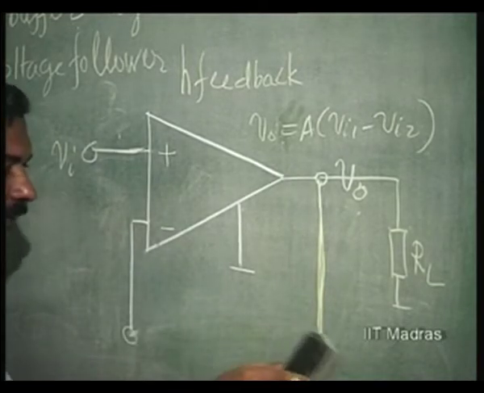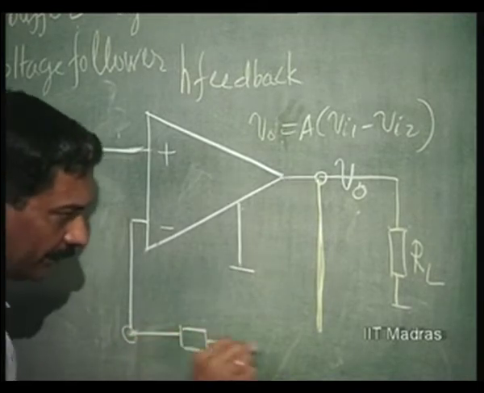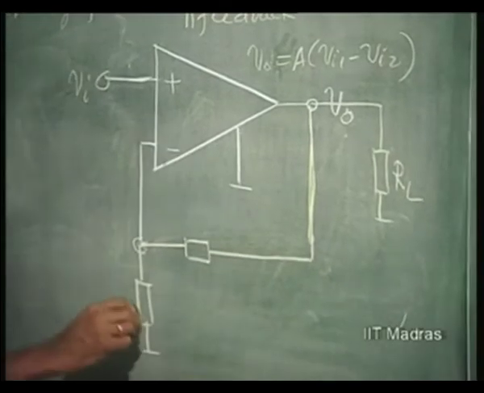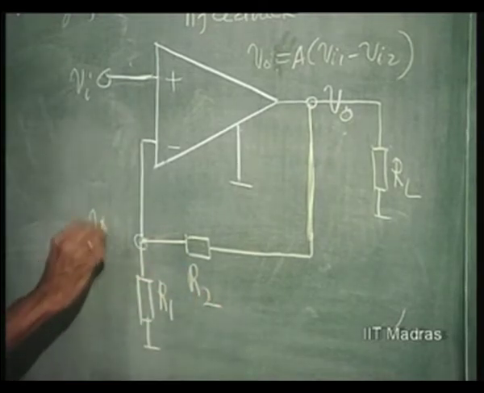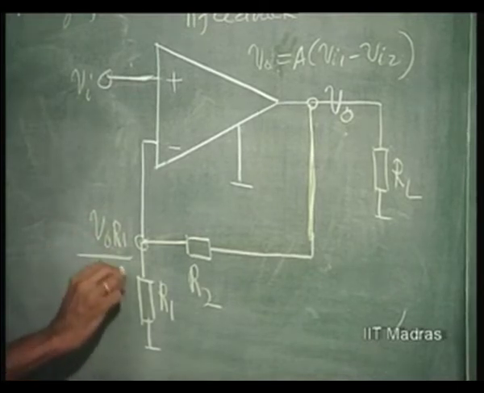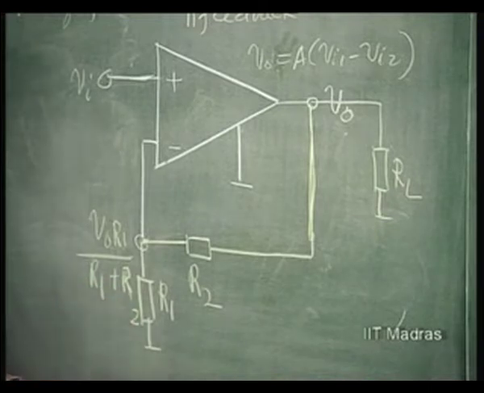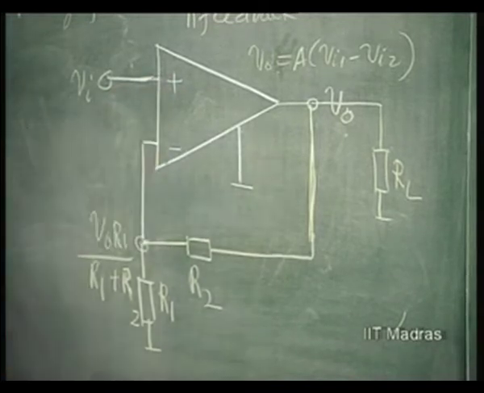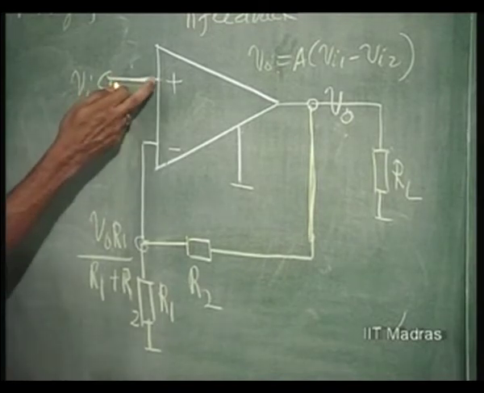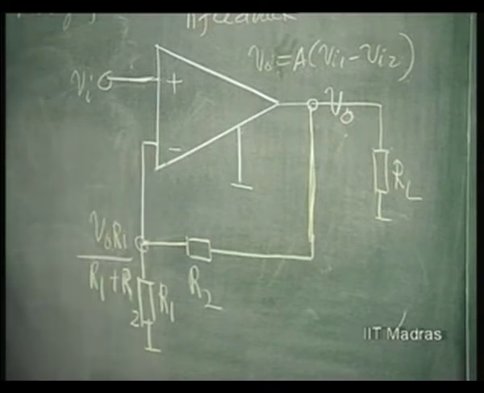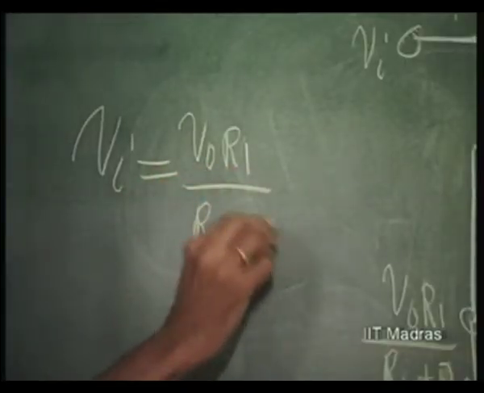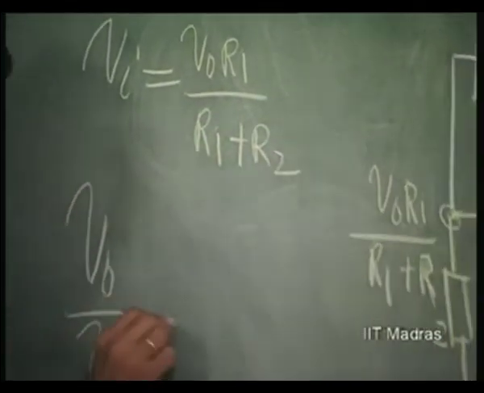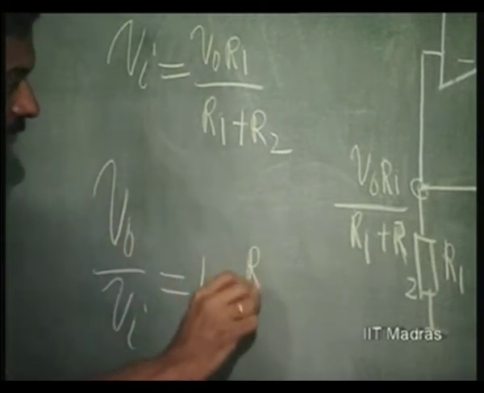If I now, instead of giving the full output voltage, give a portion of the output voltage as feedback, I take V naught and attenuate it by a network. So, here it will be V naught into R1 by R1 plus R2. So, what happens? As far as the op amp is concerned, it does not really bother what you do, as long as you are connecting output to input by some means such that it is negative feedback, it will make this voltage equal to this voltage. What it means is Vi now equals V naught into R1 by R1 plus R2, or V naught over Vi now becomes equal to 1 plus R2 over R1.